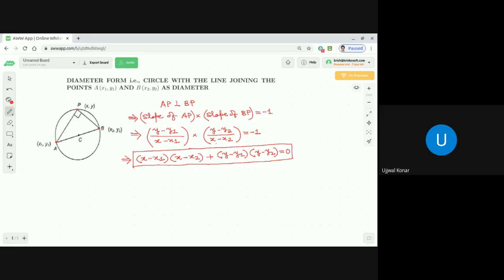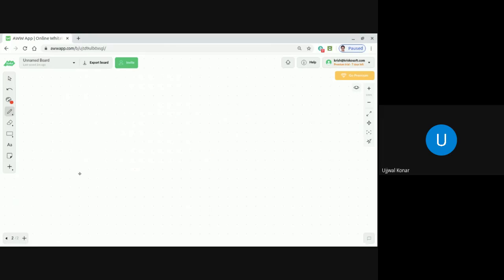Anyway, so now let's proceed to the next point, dear students, and the next one is the parametric equation of a circle. So the next discussion we are going to do is the parametric equation of a circle. And let me start discussing this in a new page.